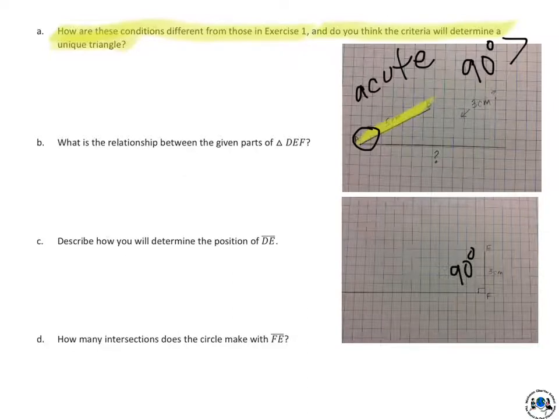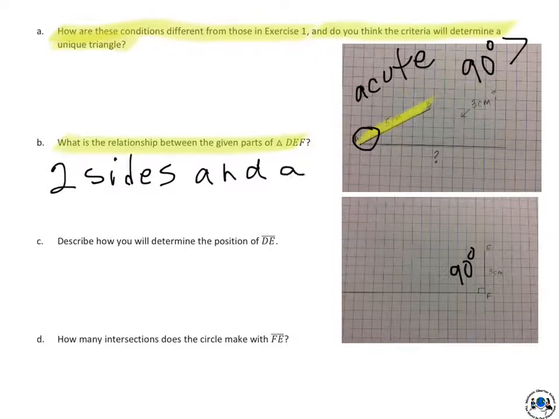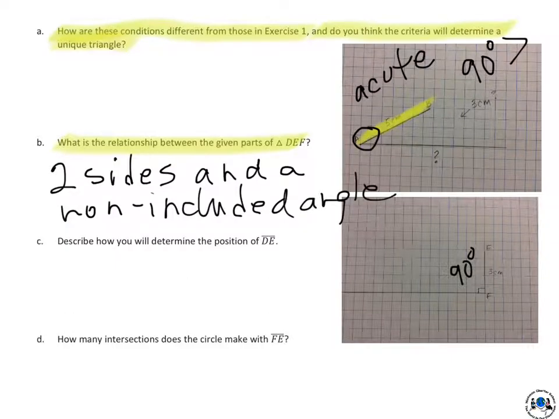And hopefully you're getting used to this next question. What is the relationship between the given parts of triangle DEF? Of course, 2 sides and a non-included angle are provided. So same as before, 2 sides and a non-included angle. And if you were doing this as you went along, you would have answered this question: describe how you will determine the position of line segment DE. We're trying to create this one right there, because this would be D somewhere. We don't know exactly where, maybe, or maybe not.